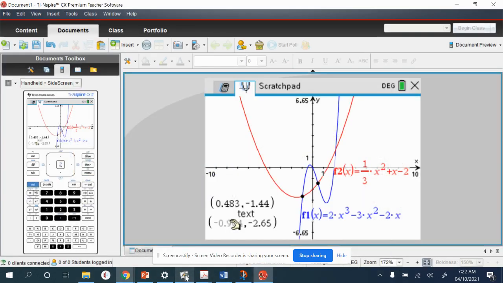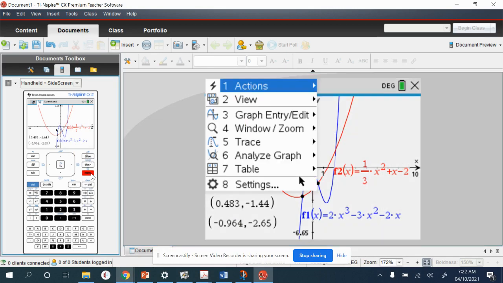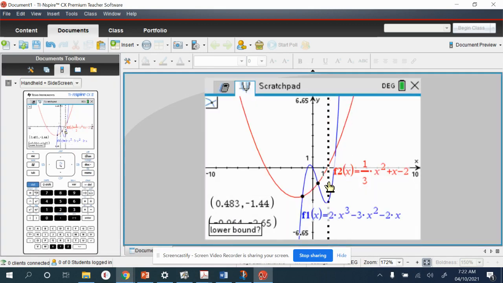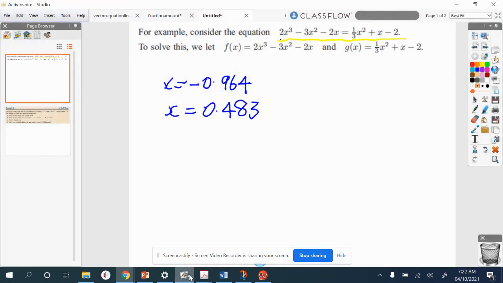Right, we got one more to go then. So let's go Menu, Analyze Graph, Intersection, go to the left-hand side, go to the right-hand side, and let's grab it again. So it's 2.15. So x equals 2.15. So those are our 3 solutions.